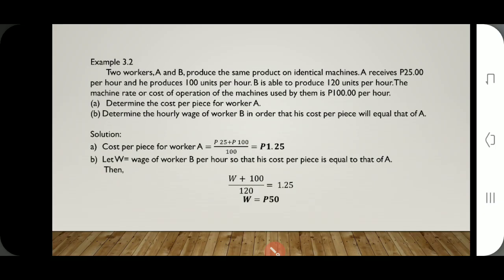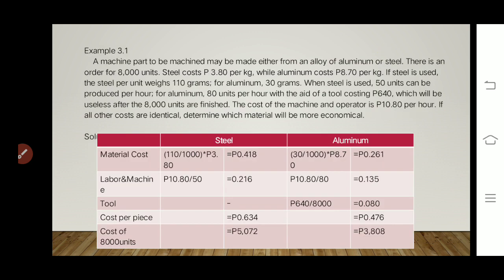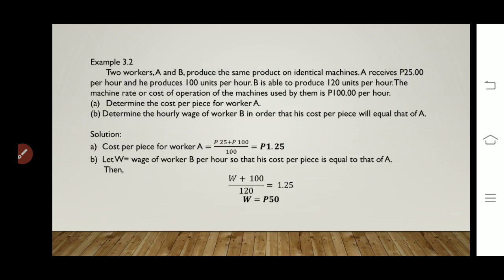So punta tayo sa problem na to. Two workers, A and B, produce the same product on identical machines. So, si worker A, ang sweldo niya is 25 pesos per hour and kaya niyang mag-produce ng 100 units per hour. Pagdating naman kay B, kaya niyang mag-produce ng 120 units per hour. And the machine rate or cost of operation of the machines used by them is 100 pesos per hour. So, pareho lang sila ng cost of operation for the machines.